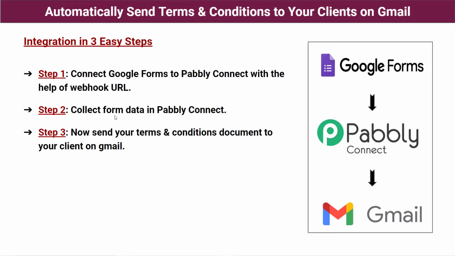Now step number 2 says collect form data in Pabbly Connect. I want that when the client submits the form, that particular client's data is transferred into Pabbly Connect. So in step number 2, we will collect the client's data and transfer it into Pabbly Connect. Now step number 3 says send your terms and condition document to your client on Gmail. Of course. So we will integrate Gmail with Pabbly Connect in our final step. Why? Because we want the mail to be sent to the client automatically when the client fills up the form, through Gmail.